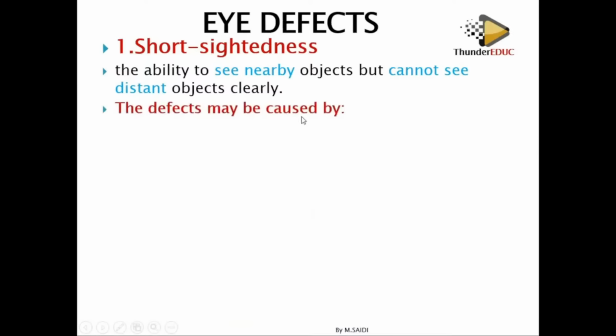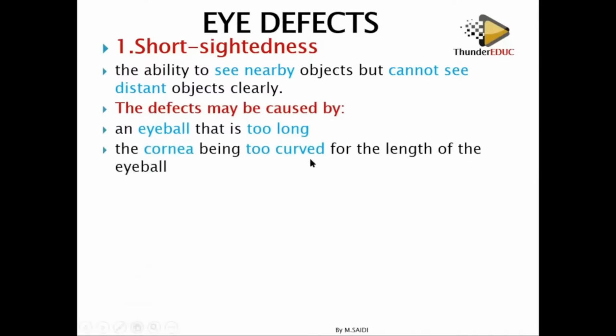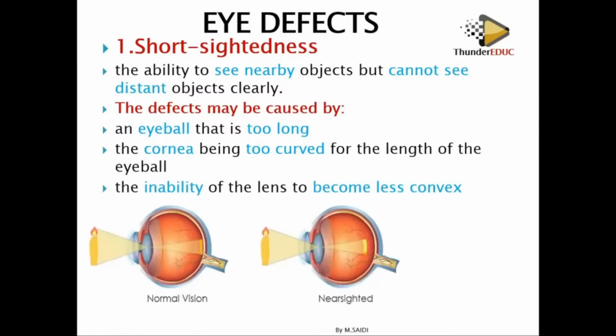This defect may be caused by, number one, the eyeball being too long, whereby the image is formed in front of the retina. The cornea may also be too curved for the length of the eyeball. If it is too curved, then the light is bent too much compared to how it's supposed to be bent. The image then forms in front of the retina. And then there is the inability of the lens to change, the inability of the lens to become less convex.